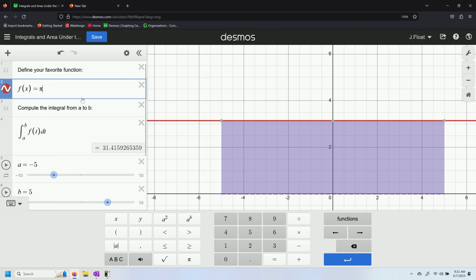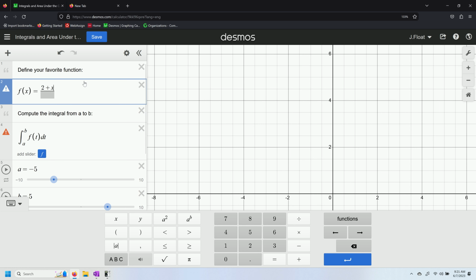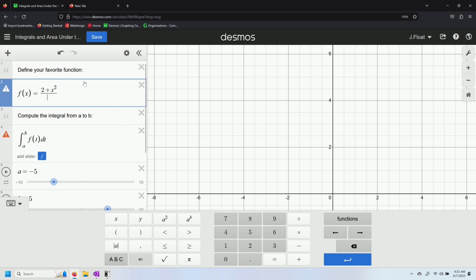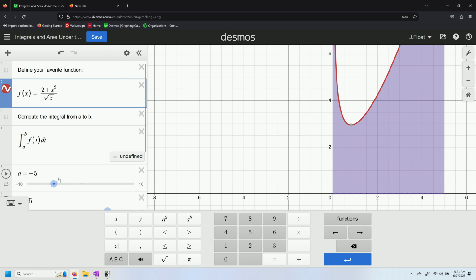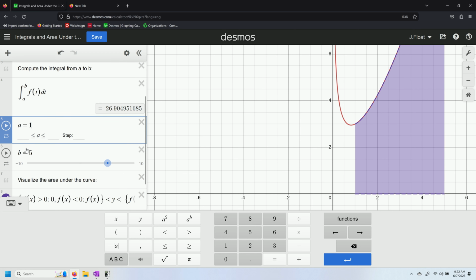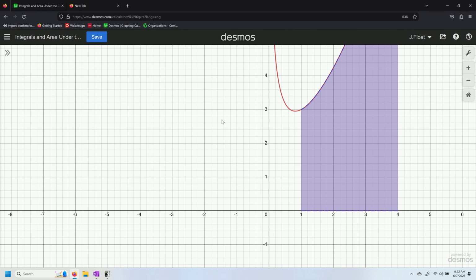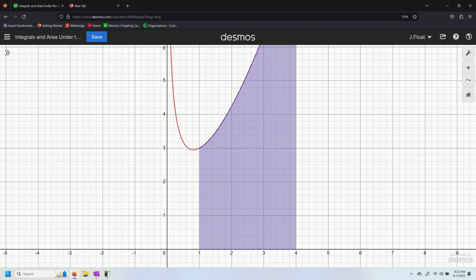And I will end up copying and pasting this into this lecture, because I think it's going to look really pretty. So the function that we're really concerned with is 2 plus x to the second all over the square root of x. And we want to evaluate this between 1 and 4. So our lower limit is 1, our upper limit is 4. And notice here, right above, we get the approximate answer, 16.4.